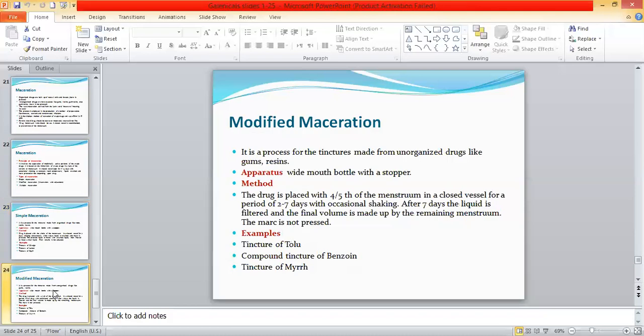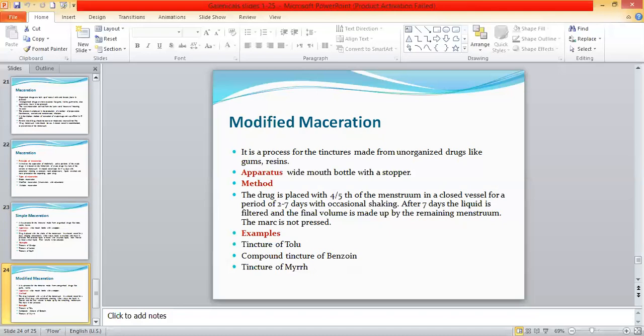Modified maceration is a process which is also used for the tinctures, and it is for the unorganized drugs like gums and resins. The apparatus is a wide mouth bottle with a stopper, and the method is that the drug is placed with 4/5th of the menstruum in a closed vessel for a period of 2 to 7 days, and occasionally it is shaken. After 7 days, the liquid is filtered and the final volume is made up by the remaining menstruum. The marc is not pressed. Examples are tincture of tolu, compound tincture of benzoin, and tincture of myrrh.